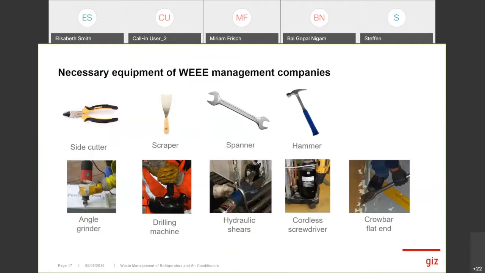Another tool is an electrical angle grinder, and a drilling machine for compressor treatment. If we do not recover oil and refrigerant at the same time from the refrigerant circuit, we have to treat the compressor separately. The hydraulic shear will be very helpful for quick disassembling of the metallic parts, and a cordless screwdriver, of course.